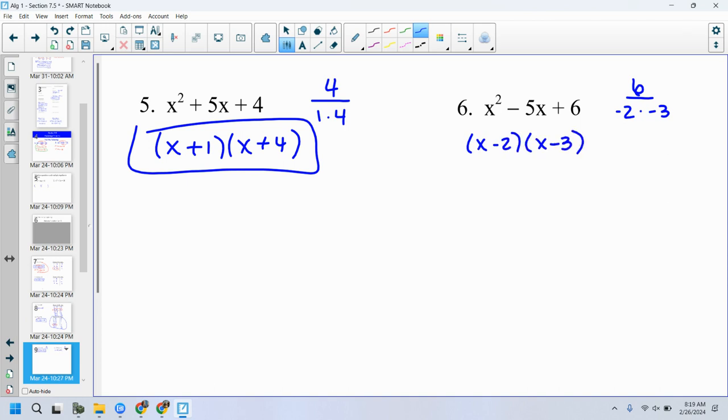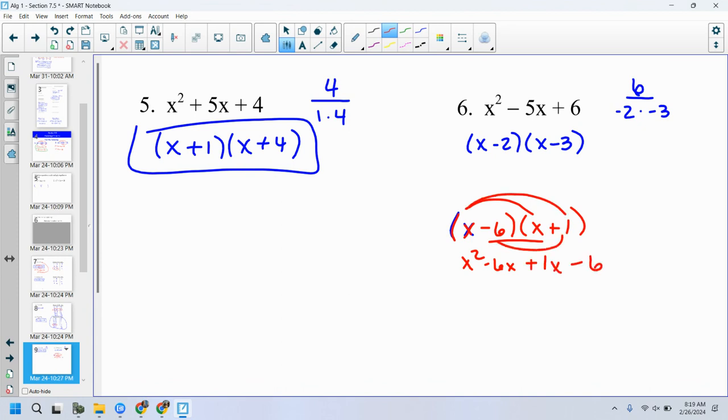And if you had said incorrectly that it was -6, +1, look what would happen when you FOIL it together. X squared minus 6x, first outer, oops, I forgot my outer, plus 1x minus 6. You would say x squared minus 5x, oh shoot, minus 6. What did I want in the beginning? Plus 6. See, you would have seen it here and gone, oops, that's not right. Go back, correct it.